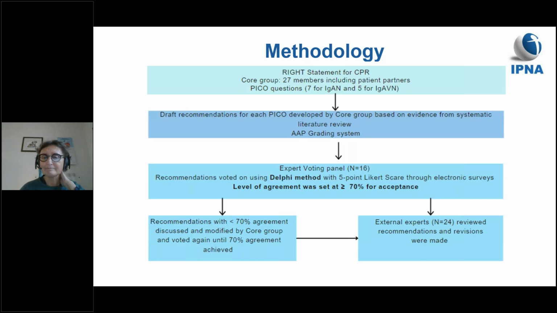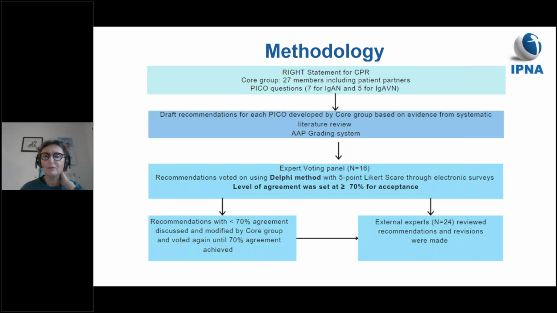And the patient panel looked at the guideline once it was complete and gave some suggestions on how to modulate it to make it clear and to make sure that we respectfully took into consideration the patient's point of view as well.